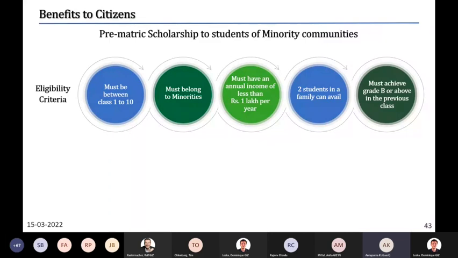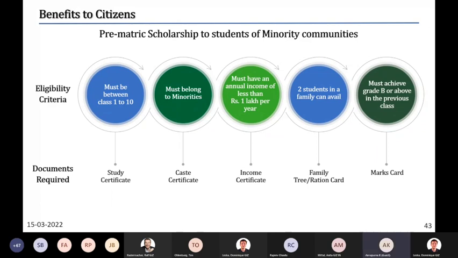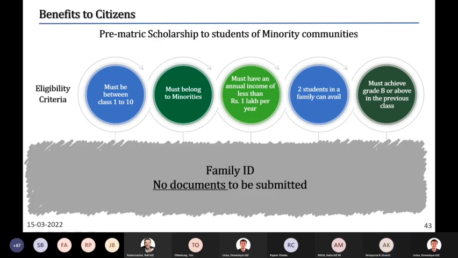In the earlier mechanism, next click please. In the earlier manual system or the digital system which was available, the citizen had to submit 5 documents as proof of this. And with next click please. Today, when he enters a family ID, there is no requirement of any document to be submitted, but he can just give his Kutumba ID and all the data gets pre-filled. Next slide, please.